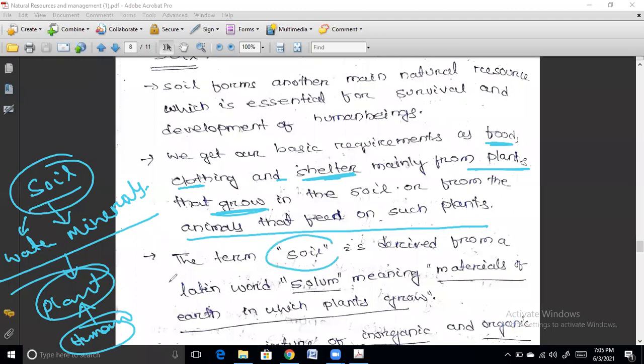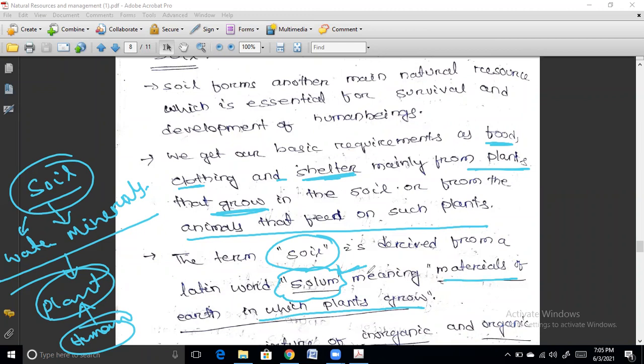The term soil is derived from a Latin word. Soil comes from a Latin word called solum, and solum means the materials of earth in which plants grow. Okay, solum means the material of earth upon which plants grow, that is why it is called solum. And we know that plants' growth happens upon the soil.